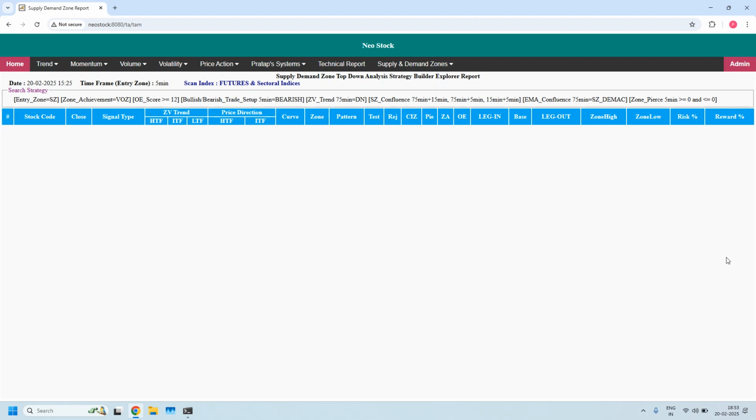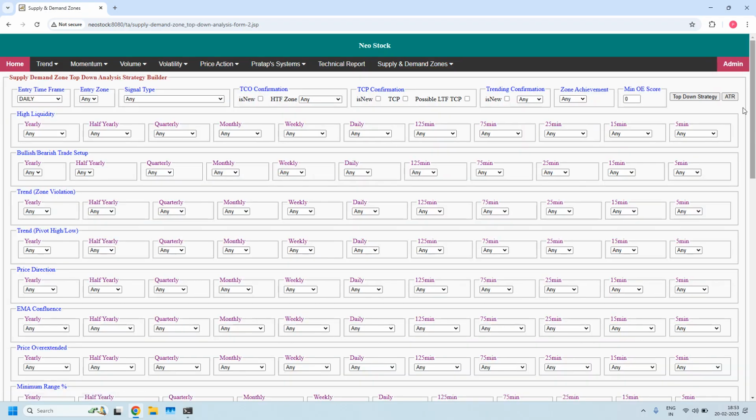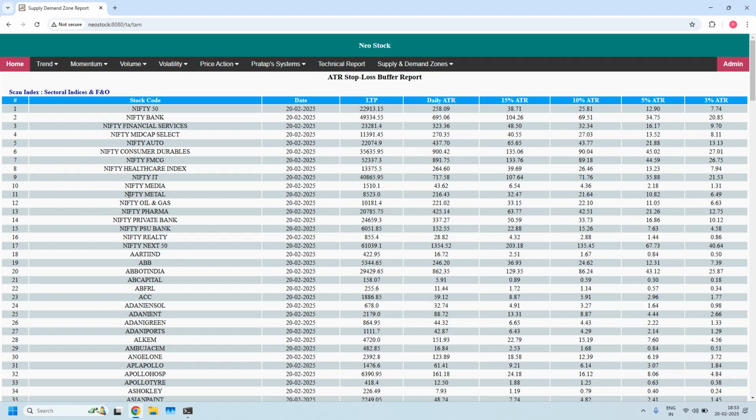And in the final report, let us generate stop buffers based on daily ATR. The first 17 in this list are indices, and the remaining are all equity stocks. So I'll be scrolling the list down. If there is any stock you want to refer to, pause the video there. After that, you can proceed further. Okay, I'm scrolling this list down.